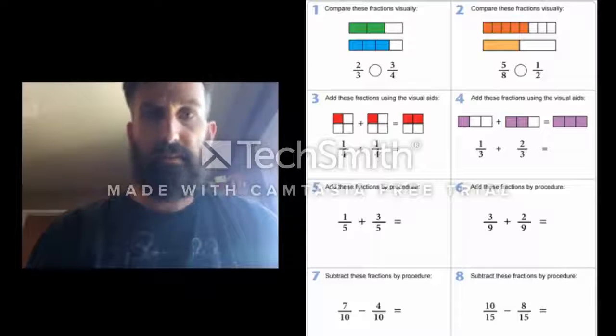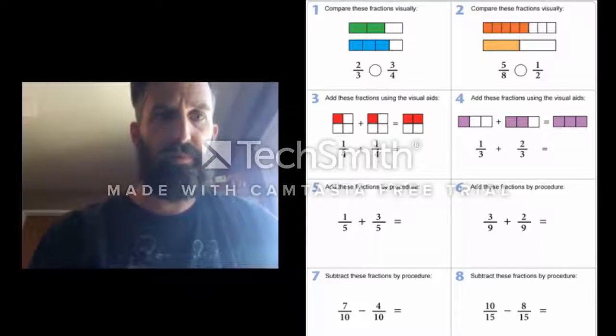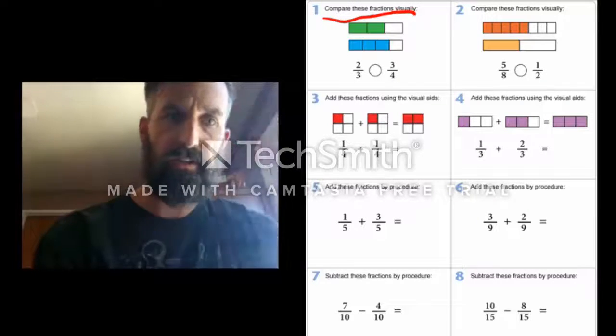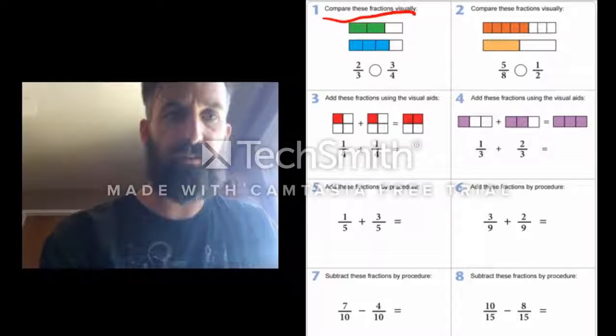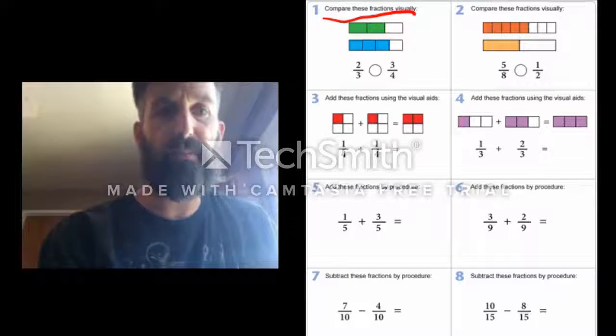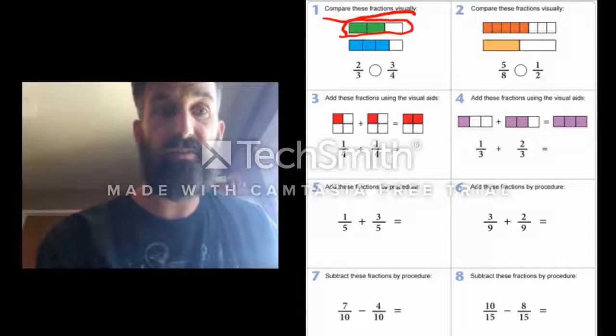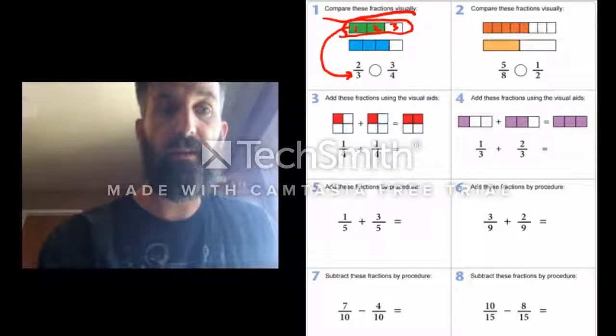All right, now it's time to practice what we've learned. Let's look at problem number 1. It says compare these fractions visually. So when we look at the pictures here, we need to identify which picture is for which numbers down here. One way to do that is to first look at what this shape has been divided into. Divided means the denominator. The bottom number is what it's divided into. So if I look over here, I have 1, 2, 3. It's divided into 3 pieces. So that points to the 3 here.